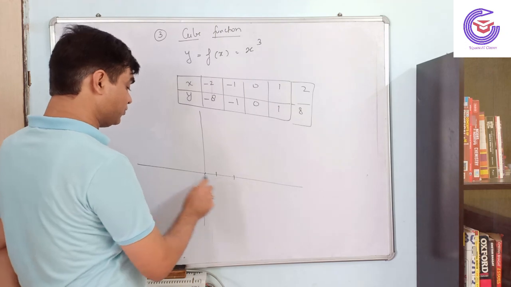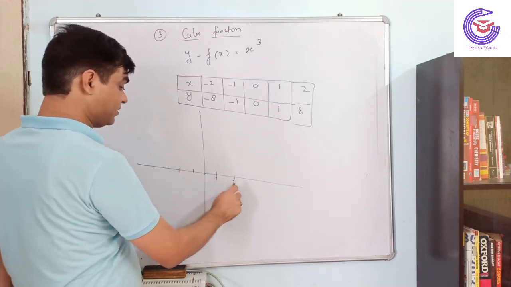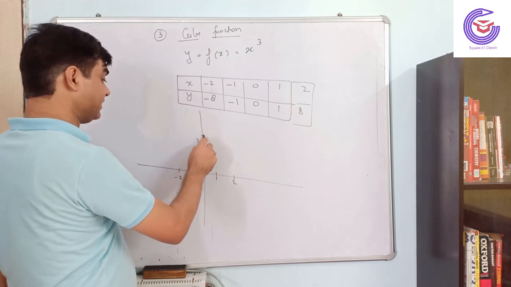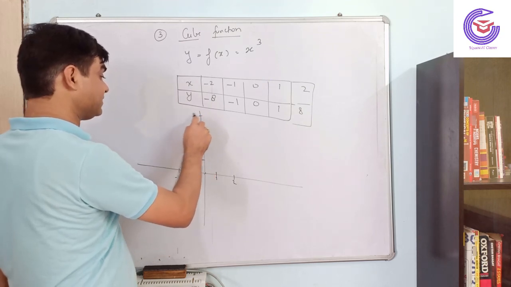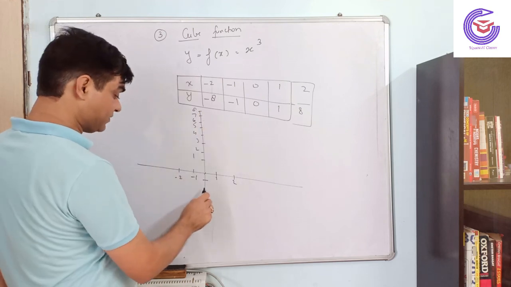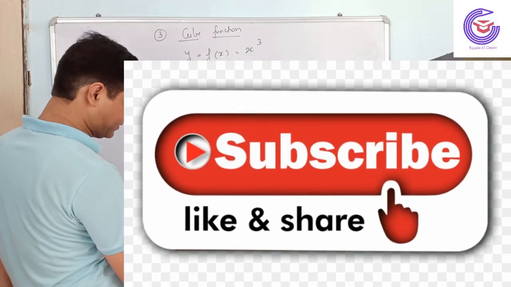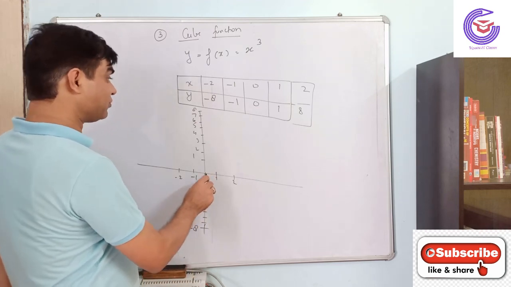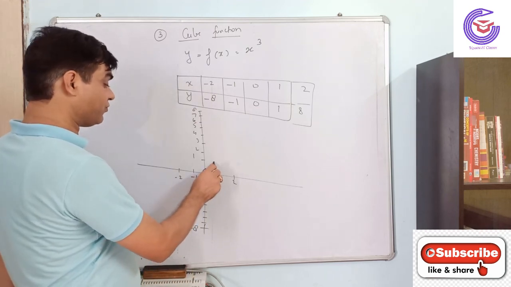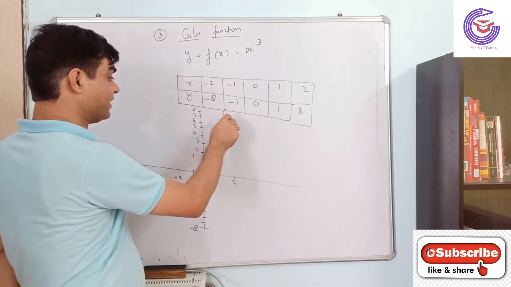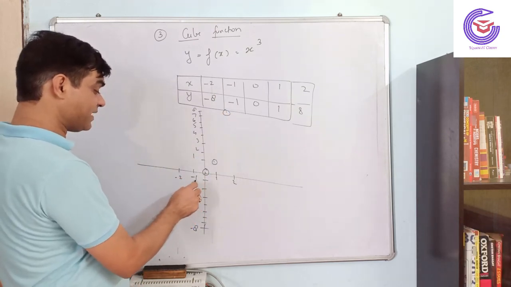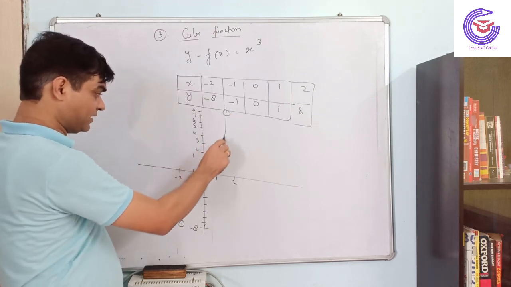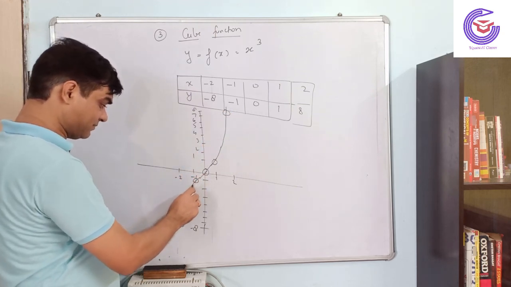we mark 0, 1, 2, and -1, -2 on the axes, and up to 8 and down to -8. So this is -8. For 0, it's coming as (0, 0). For 1, it's (1, 1). For 2, it's (2, 8). For -1, it's coming -1. Then for -2, it's -8. So if we plot the cube function, it will come out something like this.